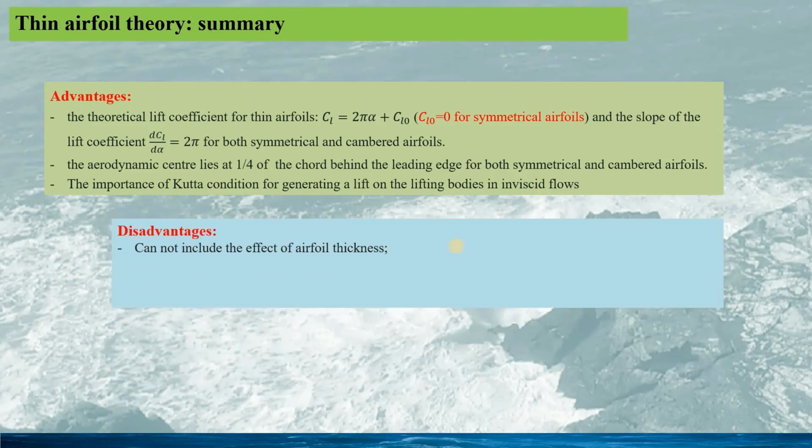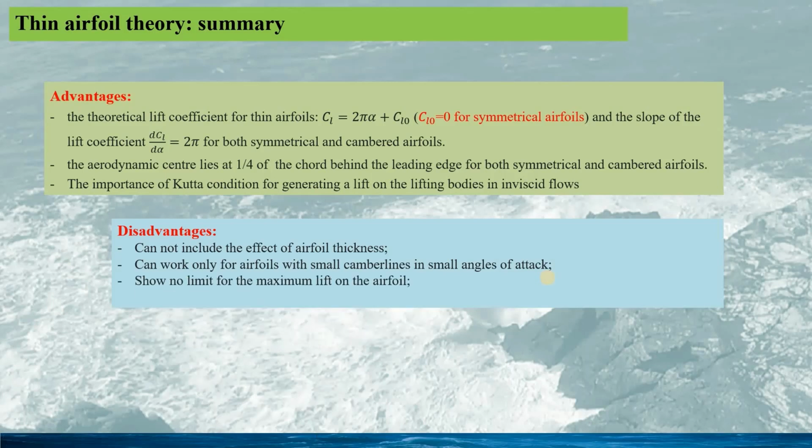The disadvantages of the thin airfoil theory include that it cannot include the effect of the airfoil thickness. It can only work for airfoils with small camber lines at small angles of attack. Thin airfoil theory shows no limit for the maximum lift on the airfoil. The theory cannot include the airfoil drag, especially the friction, due to the fact the flow is regarded as inviscid.